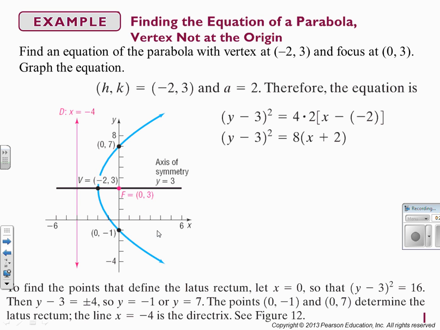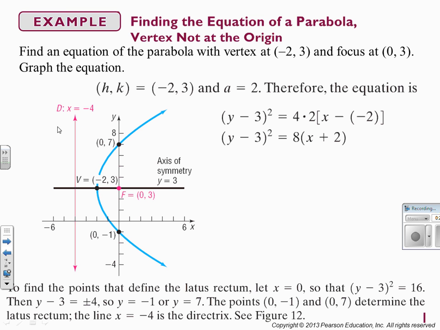We put all those things on our graph. Directrix is at x equals negative 4. The latus rectum is at (0, -1) and (0, 7). Our parabola opens to the right. Axis of symmetry is y equals 0. Focus is (0, 3).